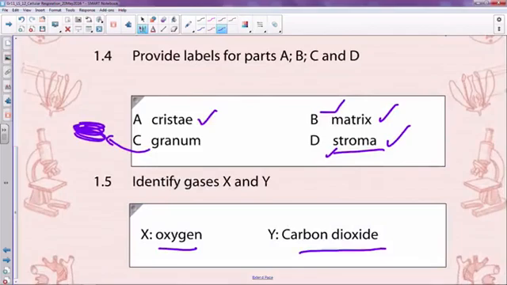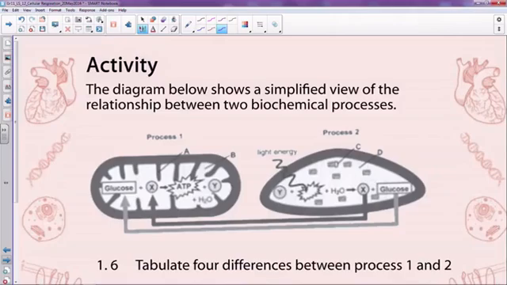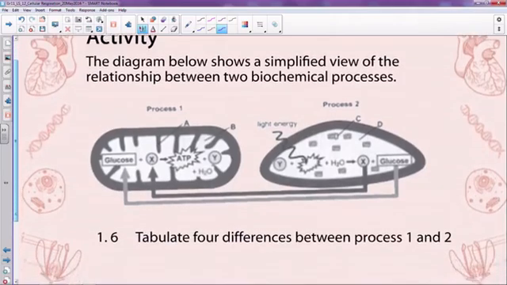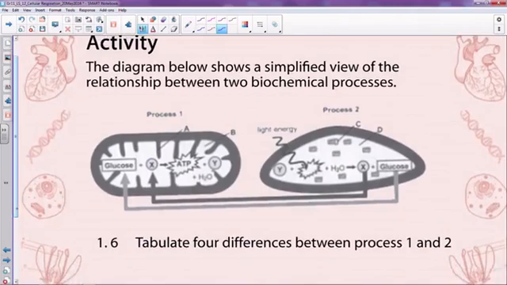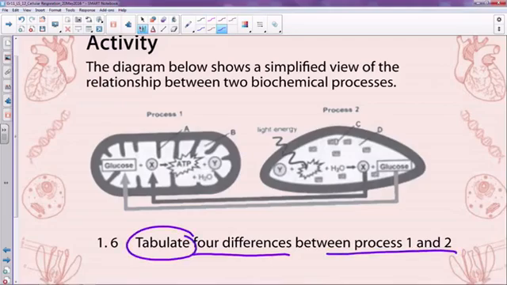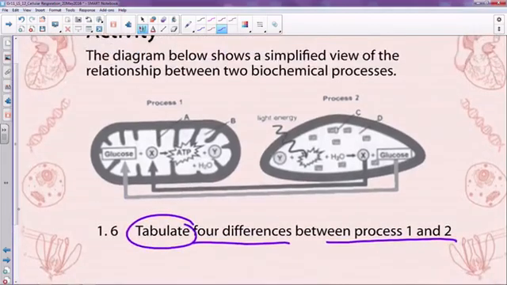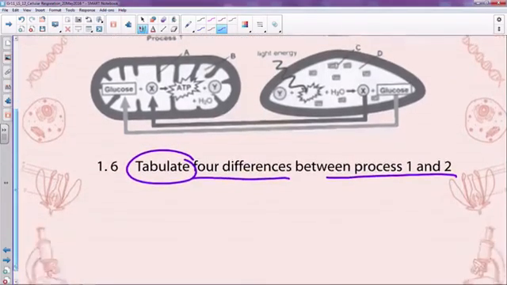So quite a nice question for us to have looked at and try to associate what we've already understood by the process. The next question is, here we've got to tabulate 4 differences between process 1 and process 2. So essentially what we're looking at is tabulating, which means drawing a table to differentiate the processes 1 and 2, which is photosynthesis and respiration.